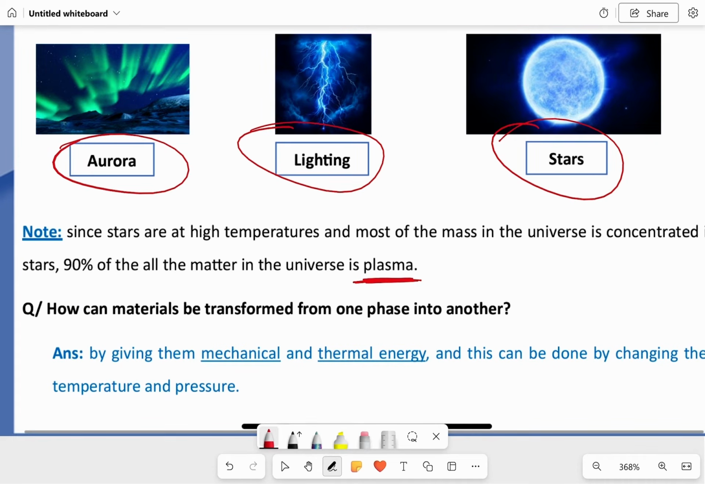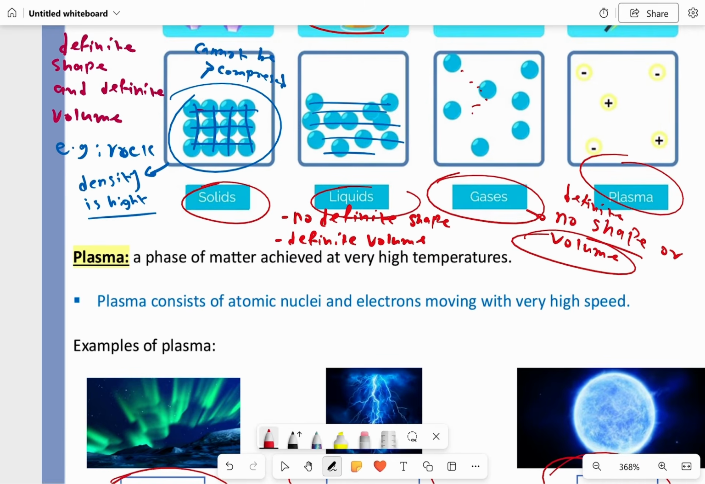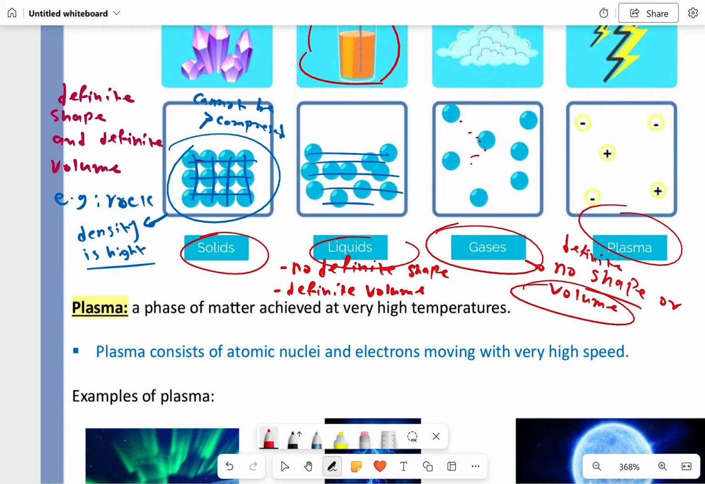If I ask you why, you'll say most of the universe's mass is concentrated in stars, and 90% of all the matter in the universe is in plasma. So I'll repeat, you basically have three phases, but we don't always mention plasma, we just briefly talked about it. You have solids, liquids, and gases.